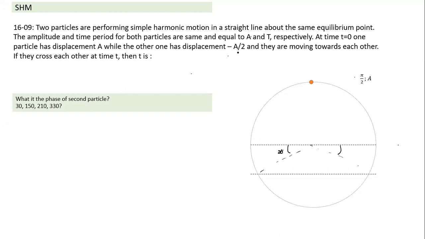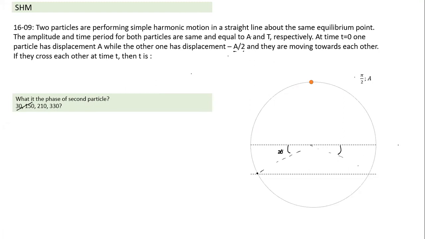At a distance of A by 2, there are actually four phase angles possible: 30, 150, 210, and 330. Since it is minus, these two are out. So it is 210 or 330. How do you figure it out?